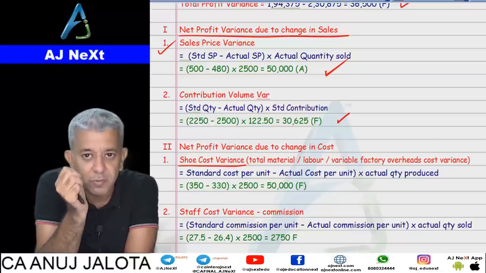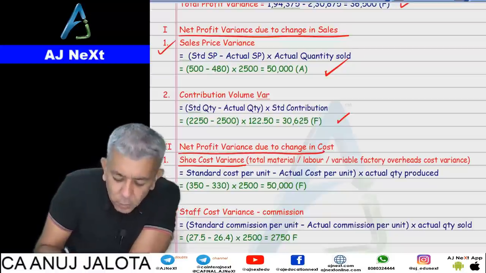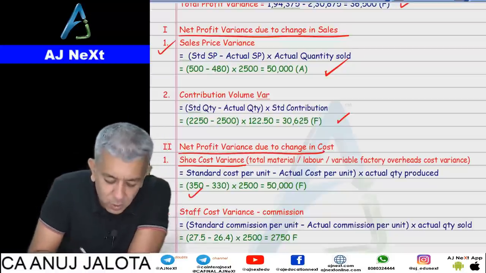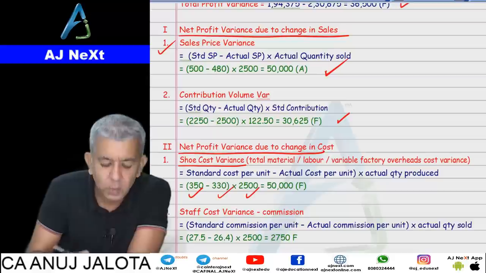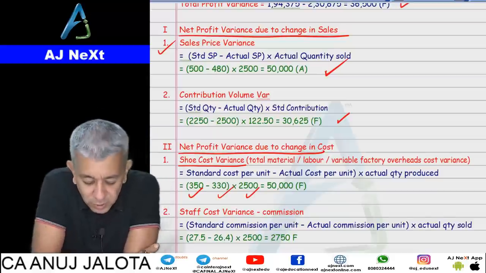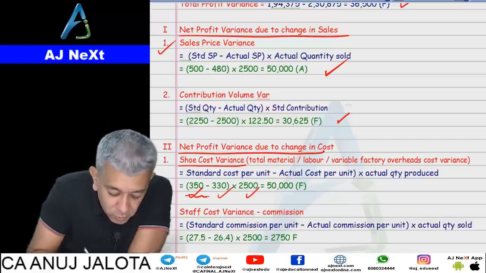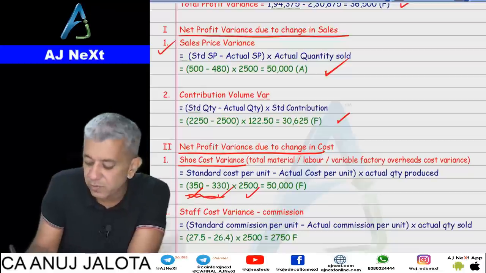So how do you compute your Roman number two in any case? What should have been the cost, what was the cost, into actual quantity that you have produced. So this figure will be 50,000 favorable. So we have saved the cost. So that will be better.